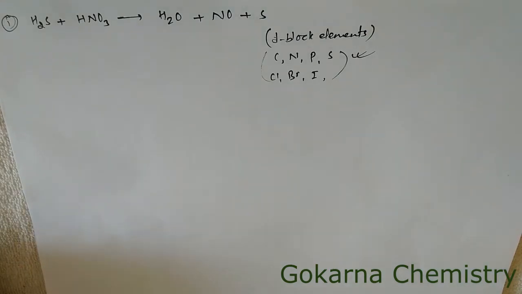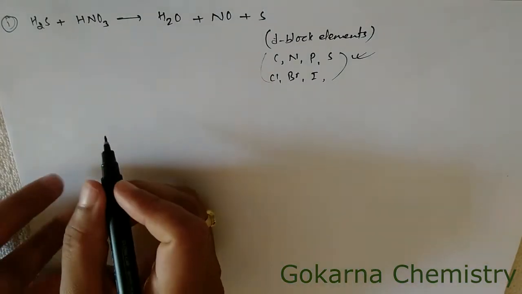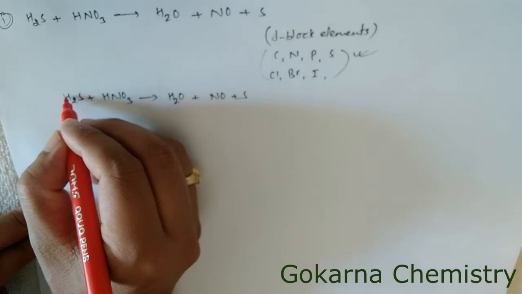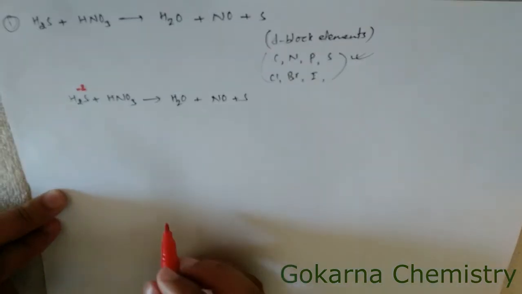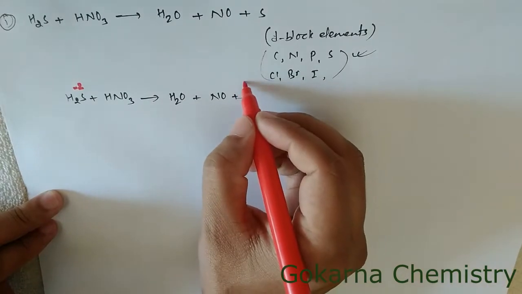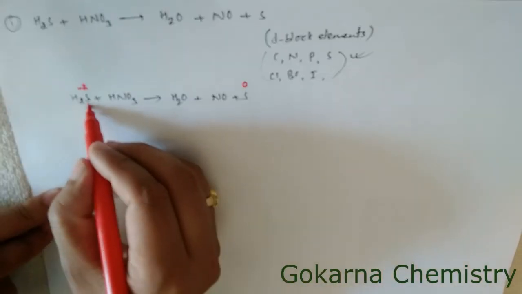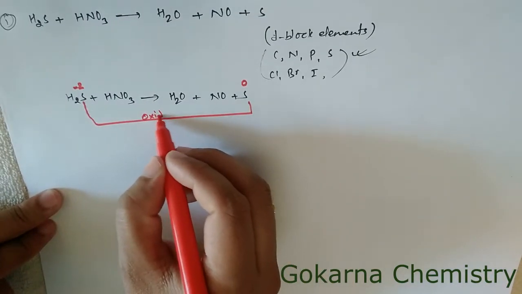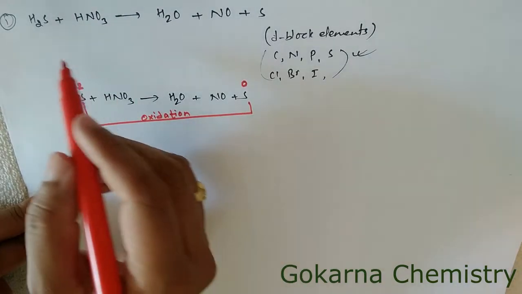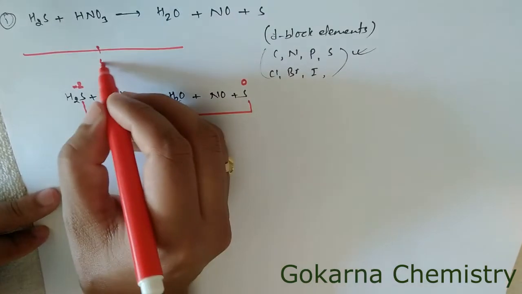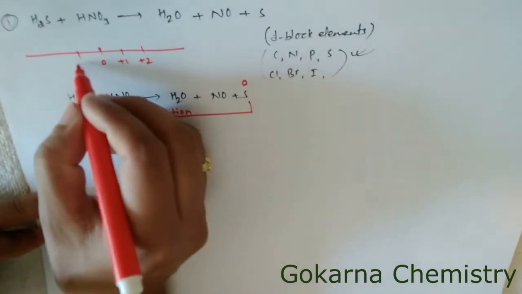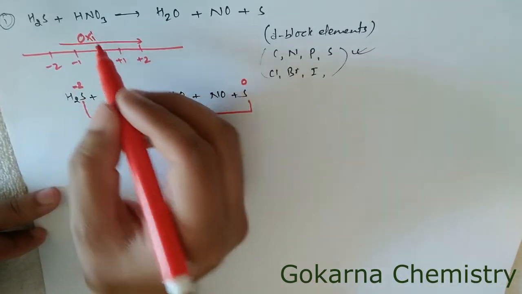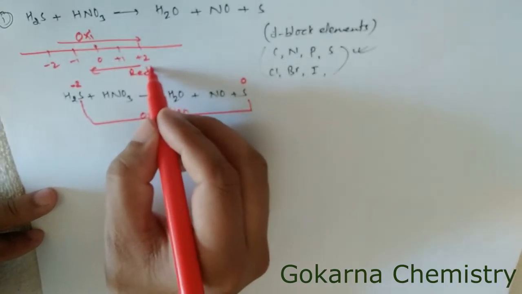Let us balance this chemical reaction. First of all, write this chemical reaction. Here sulfur is in the -2 oxidation state because hydrogen is +1. On the product side, sulfur is in the 0 oxidation state, so sulfur goes from -2 to 0. -2 to 0 is oxidation, loss of electrons. We can also draw a line: 0, +1, +2, -1, -2. If going left to right increases positive charge, it is oxidation, and the other direction is reduction.